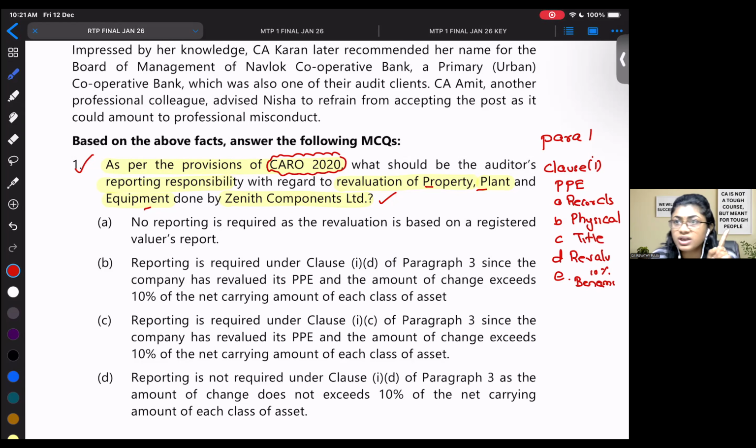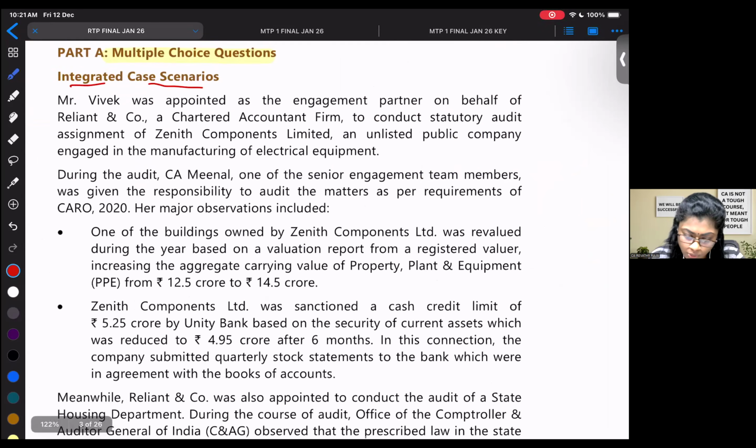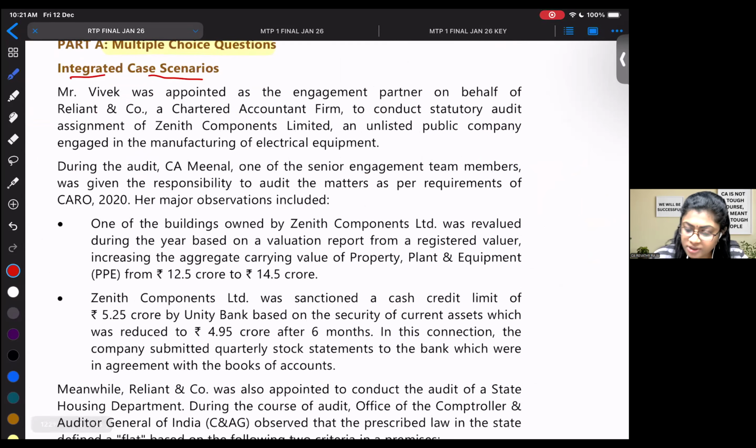Now, can you go back to the case study? You saw PPE, right? Where is PPE in this question? Can you just glance through? Did you get this? This is question number 1's relevant portion in the case study. Can you read, please? One of the buildings owned by Zenith was revalued during the year based on a valuation report from a registered valuer, increasing the aggregate carrying amount of PPE from 12.5 to 14.5 crores. How much is the increase?